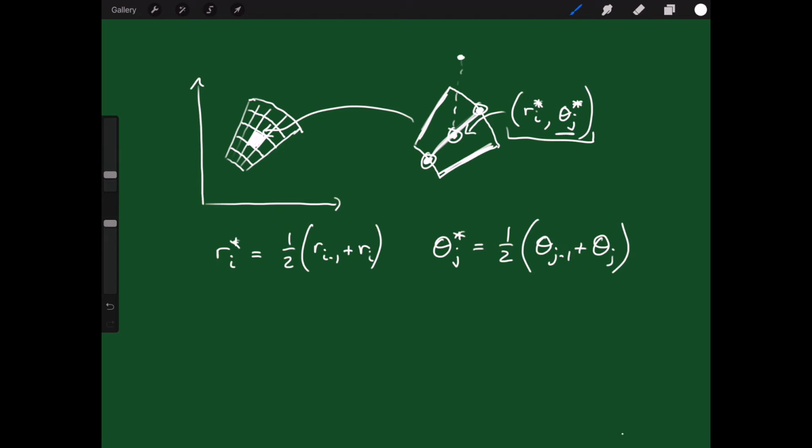So once I've got this r sub i star and this theta sub j star, which I'm just basically saying is this center point right here, then I can talk about, well, what's the area? I want to take the area of this little piece. So what is the area of a little piece like that? So I'm going to call that area delta A sub ij.